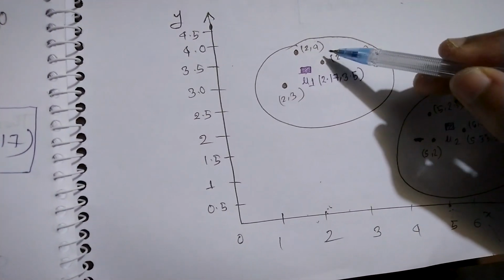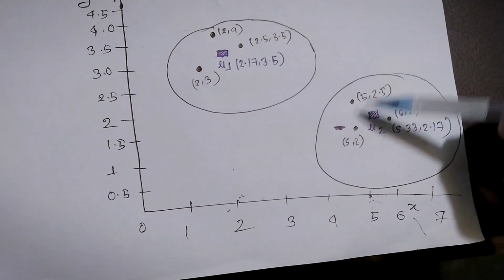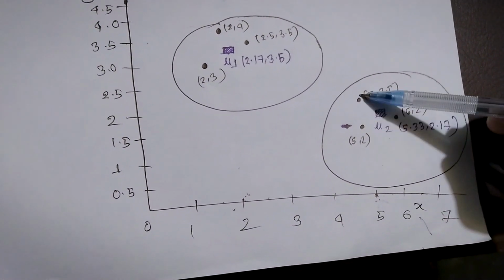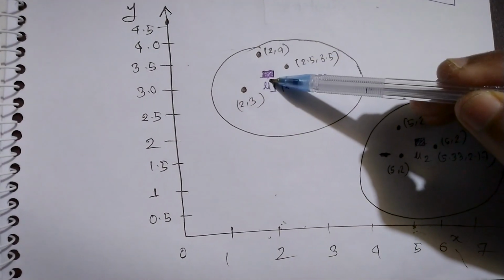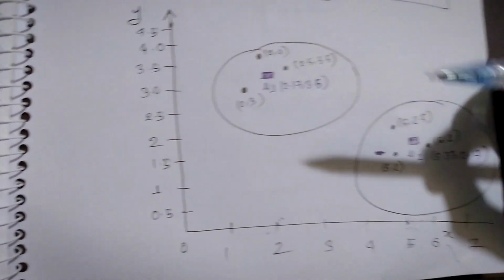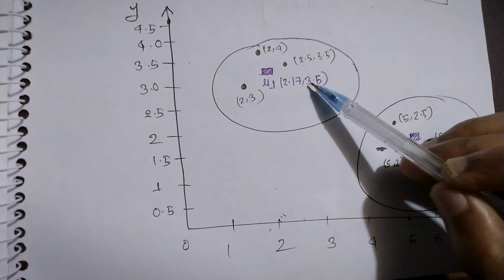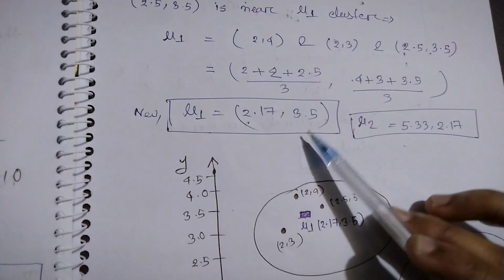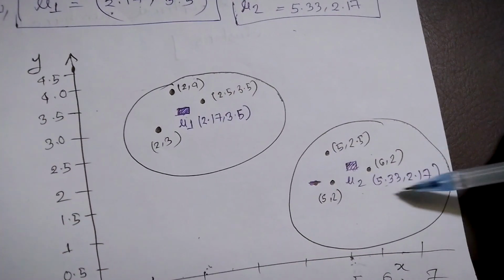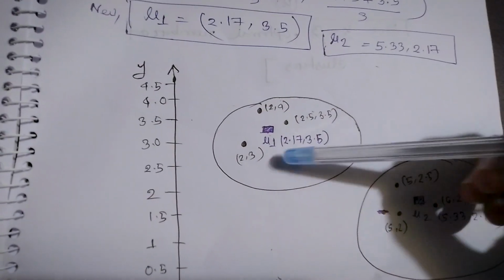This is our training data. Because mu2 has 3 values total, this one and this one, and mu1 has 3 surrounding values, this one and this one, that's a total of 6 values. Their centroid is 2.17 and 3.5, which is this value, and 5.33 and 2.17, which is this value. This is their centroid. Now see the magic.